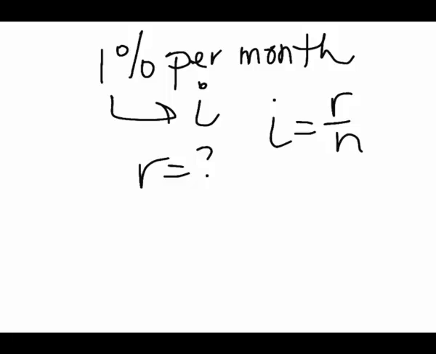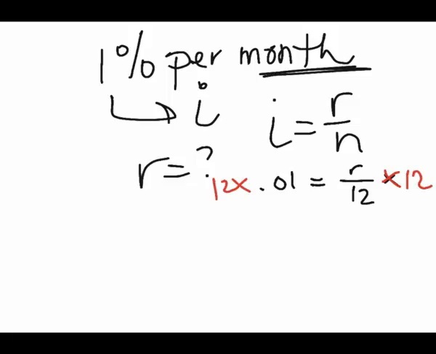We know that I is 1%, so we know that's 0.01. We don't know what R is, but we know that N, they're doing it monthly, so N is still 12. So now they're dividing by 12, so I'm going to multiply both sides by 12. These 12s cancel. I get R equals 0.12, but then of course we're going to present our answer as a percentage, so I need to move this over 2 times. So R equals 12%.